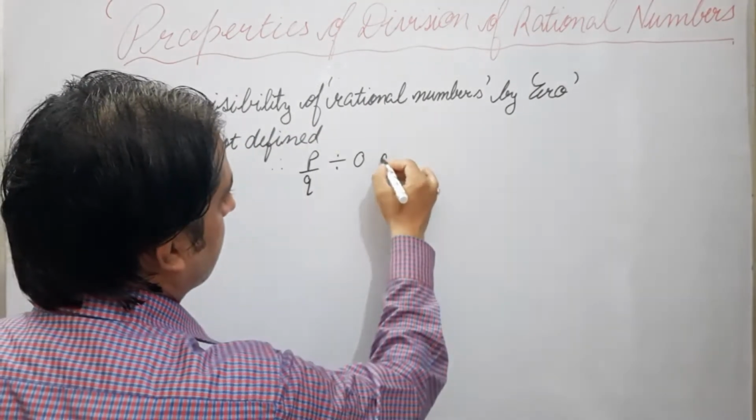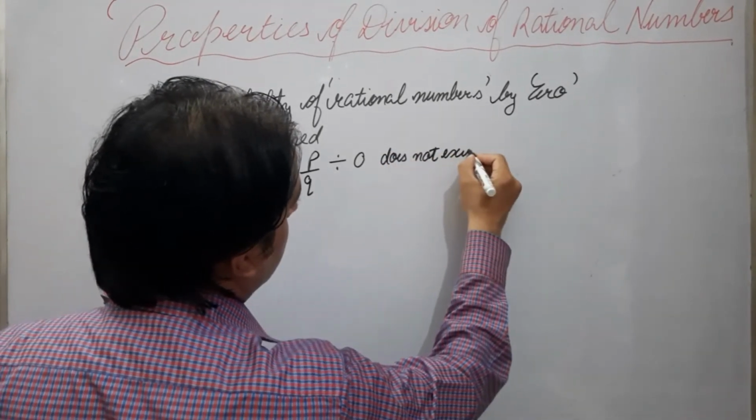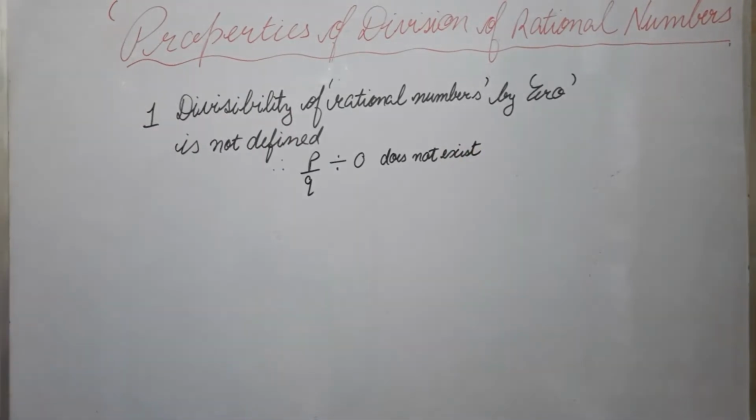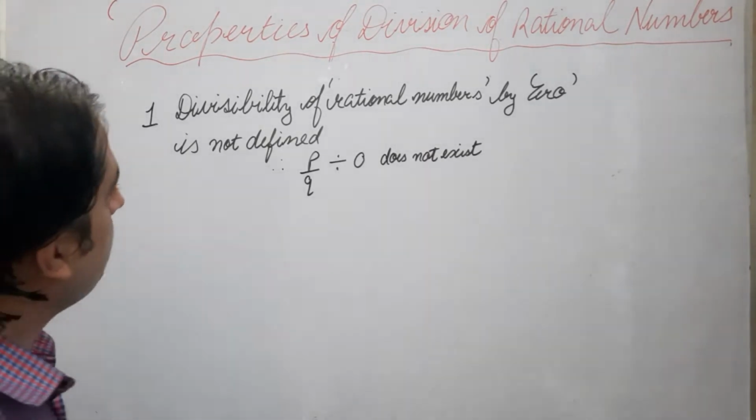So this division does not exist. The divisibility of a rational number by 0 is not defined.